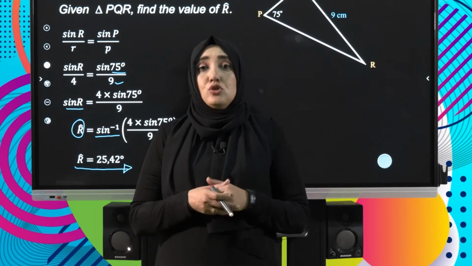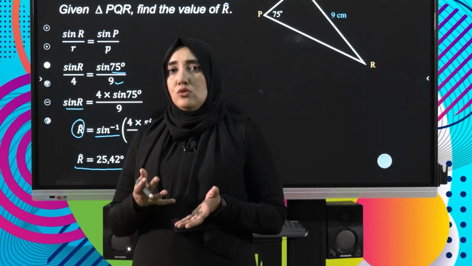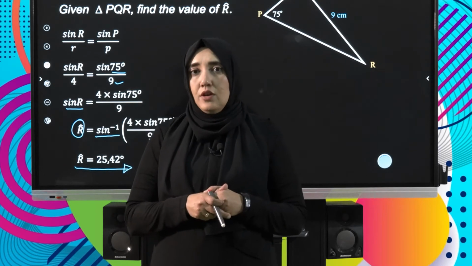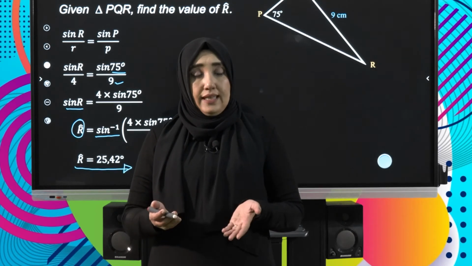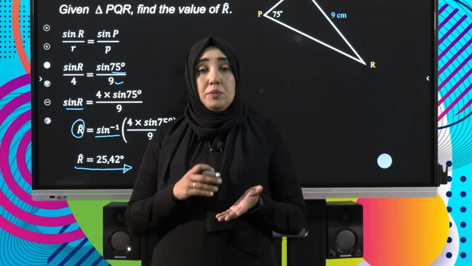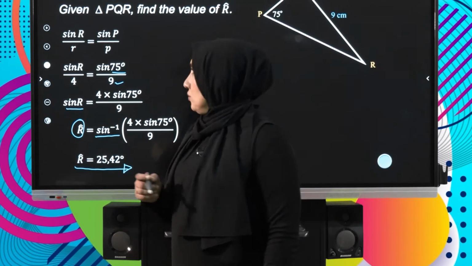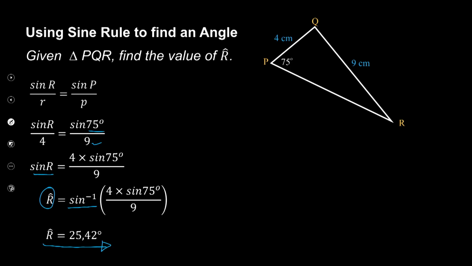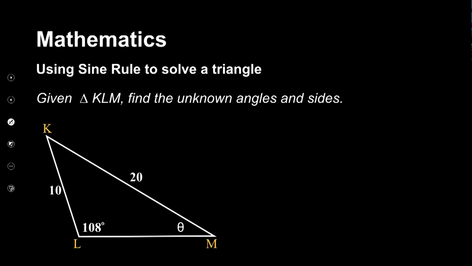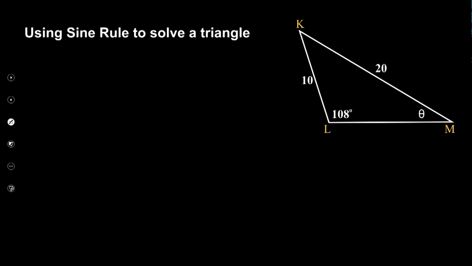We're now going to solve a triangle. What does it mean to solve a triangle? To solve a triangle means we need to find all the missing lengths of sides and all the unknown angles. So let's look at an example where we can do that. So here's triangle KLM, and they want us to solve the triangle. They want us to find all the missing angles and sides. So we have to ask our questions again like we did earlier.